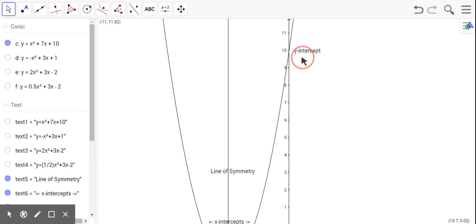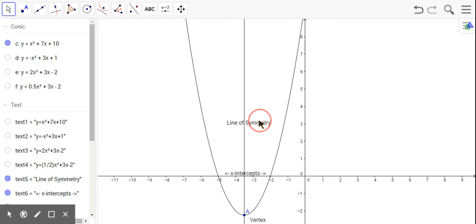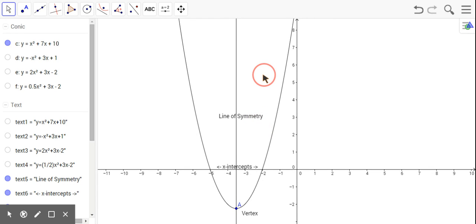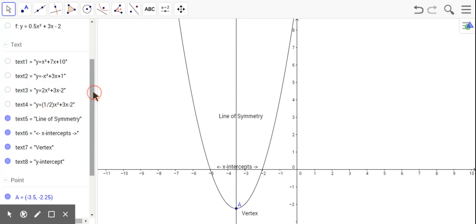And up here we have the y-intercept. It's where the graph crosses the y-axis. So our intercepts are just like they have been this whole time, with our linear functions. That's just a quick intro to the parts.